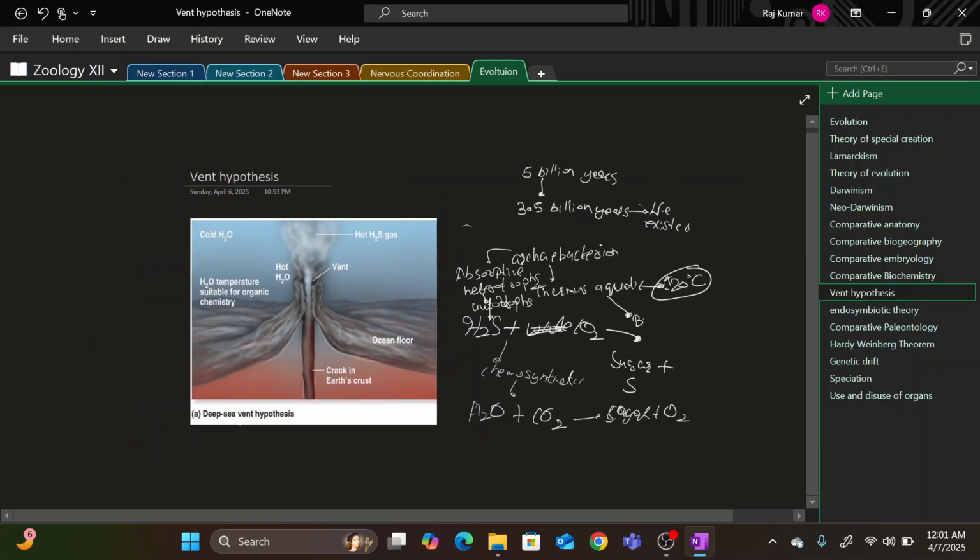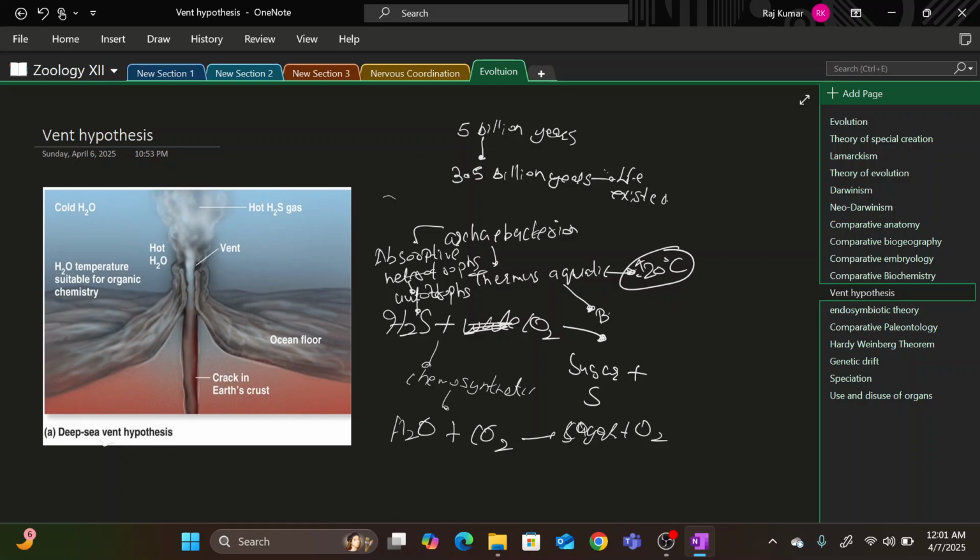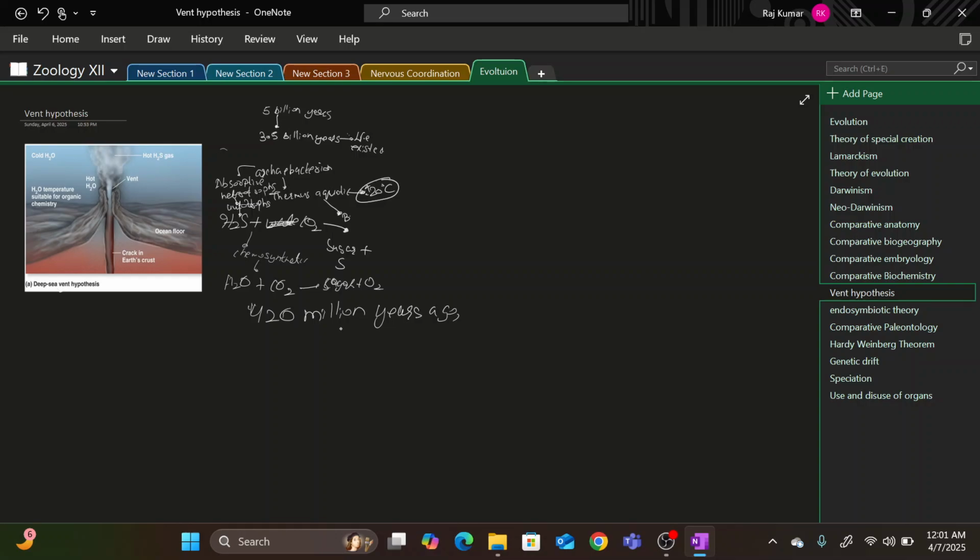When photosynthetic bacteria evolved, there was gradual accumulation of oxygen in the environment, due to which, around 420 million years ago, the existence of life became possible on Earth. And around 1.9 billion years ago, the evolution of eukaryotes happened.